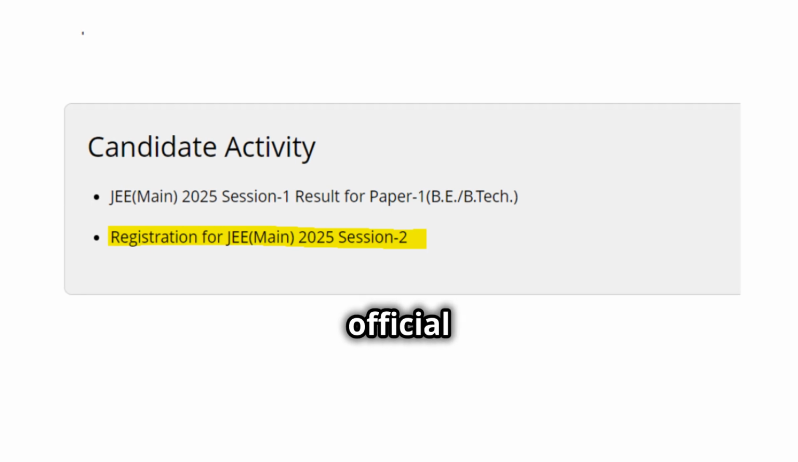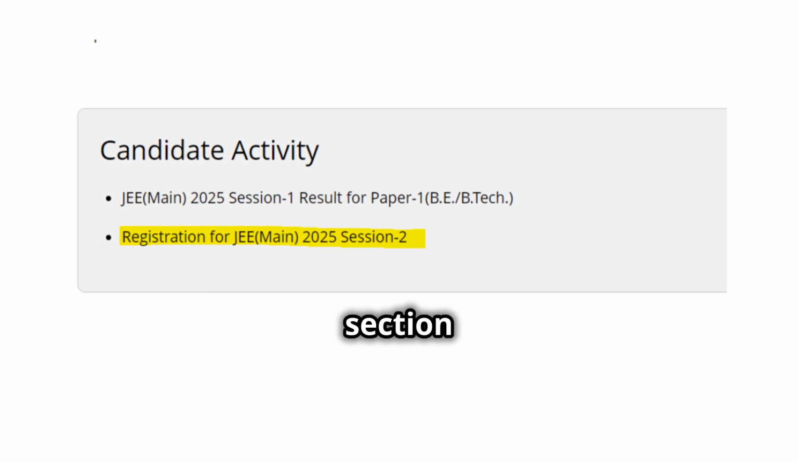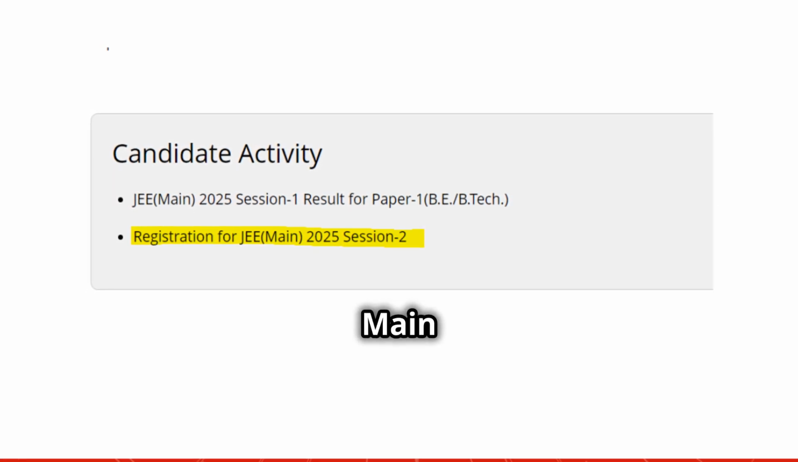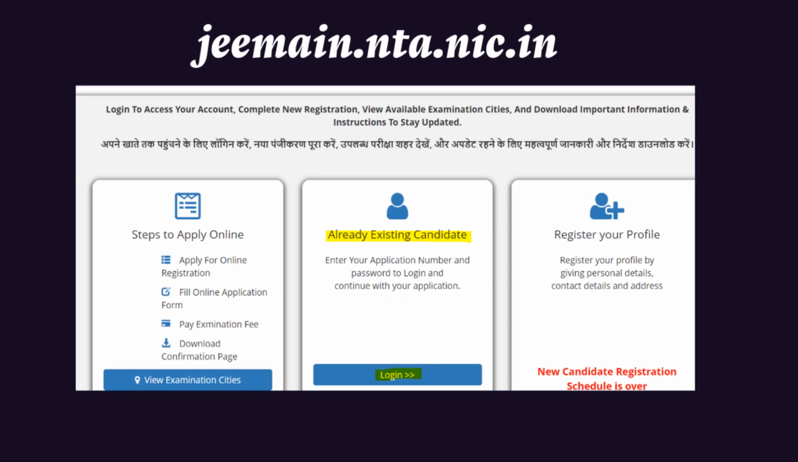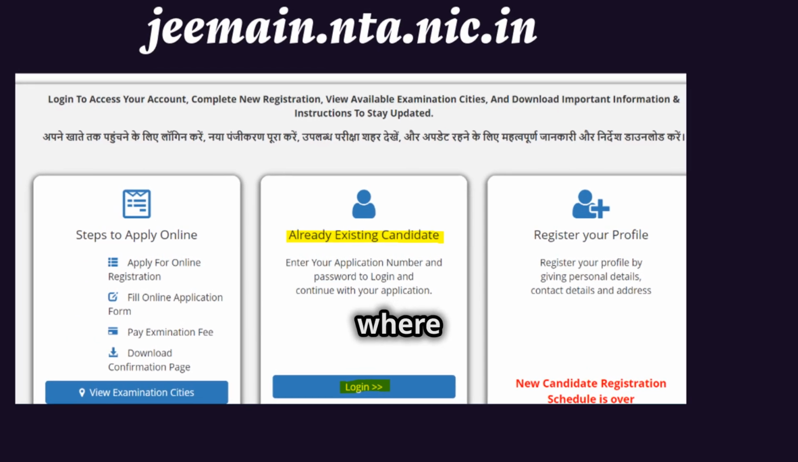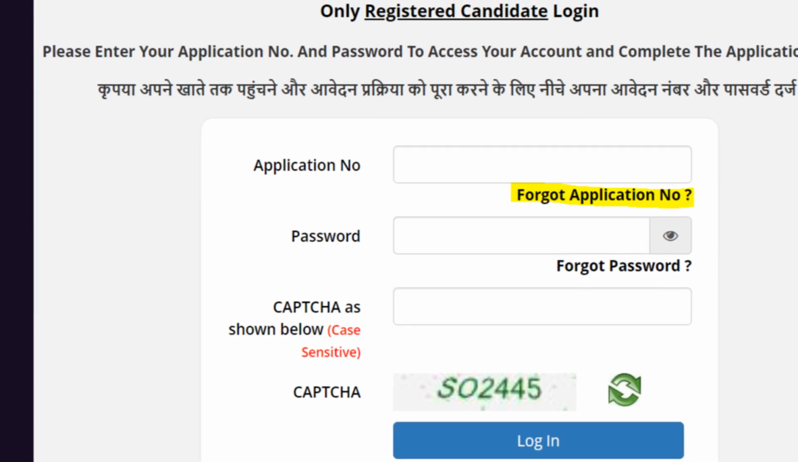First, go to the official NTA website. Next, go to Candidate Activity section. Then click on the link which says Registration for the JEE Main 2025 Session 2. This will take you to next page where you go to the section for already existing candidate. And now click Login.